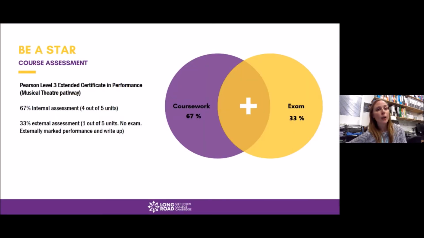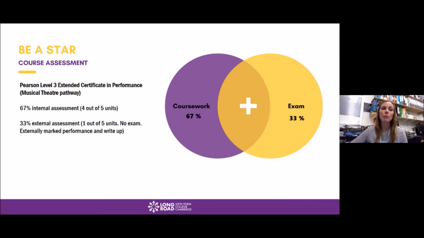Those 5 units that I've mentioned add up in total to 67% being internal assessment. So that's 4 out of the 5 units being assessed internally by myself and the rest of the team. So we will be marking the presentations, assessing your rehearsals, your performances, your development journals, and then they may be sent off to be looked at by a standards verifier, essentially moderated, to make sure that they're agreeing with our marks, but 67% of it is internally assessed by us.